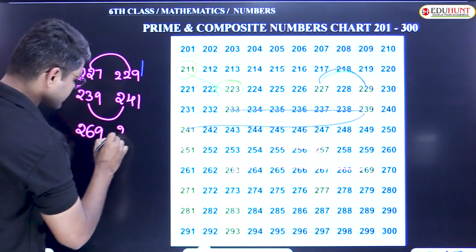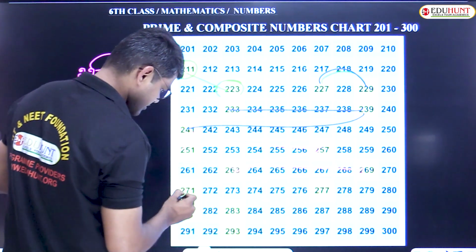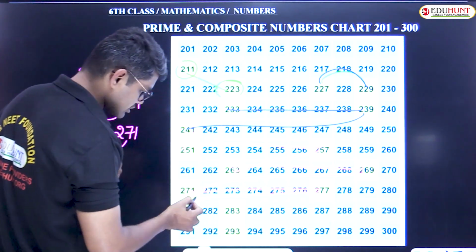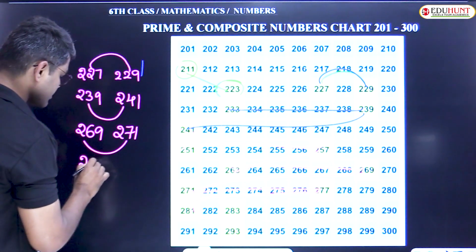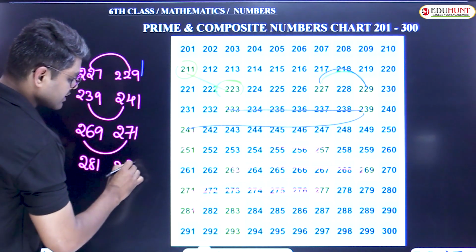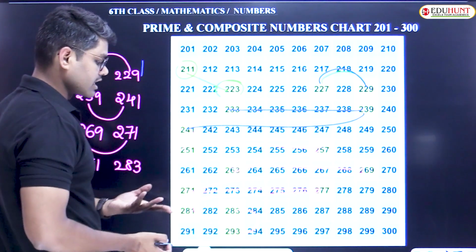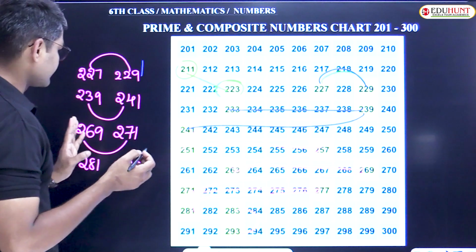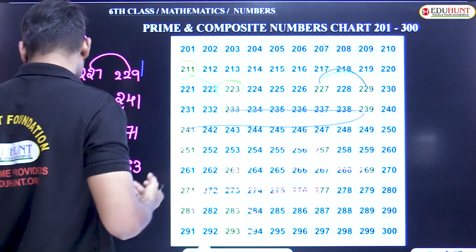and 271. These are twin prime numbers. And these are not twin prime numbers. Again, these are also not twin prime numbers, but here 281 and 283 are twin prime numbers. The difference is more than 2, so these two are not twin prime numbers. Here how many pairs did we get? 4 pairs. This is the answer for that question.